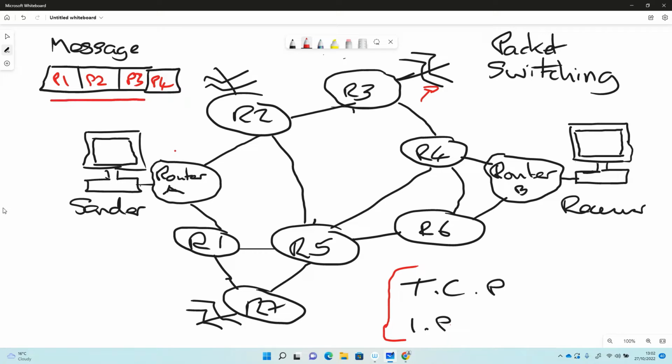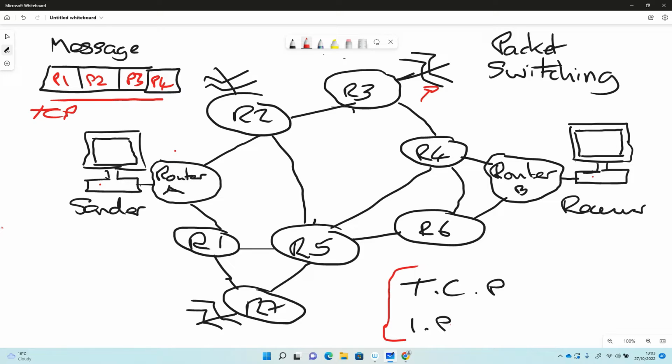So if we've got a message like this one, where we've got a whole message, we've split it up into packets. TCP splits up a message into different packets, and these packets are a fixed size, so even if there's only a tiny bit of information left on packet 4, it's still going to form a packet to send. So our sending computer is going to have an IP address, and our receiving computer will also have an IP address, and these of course could be part of a local area network as well.